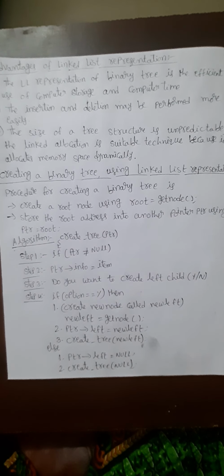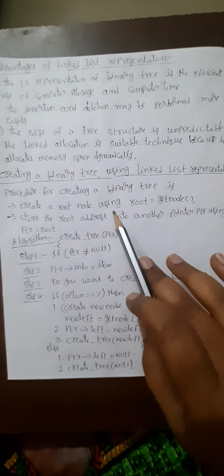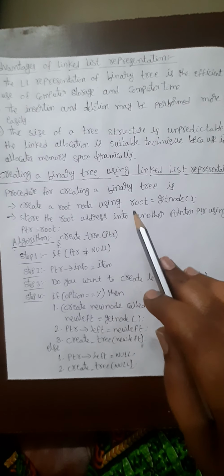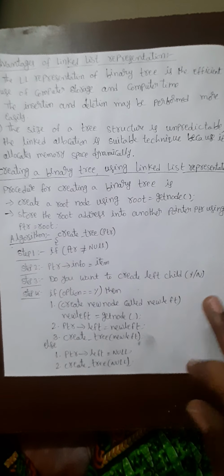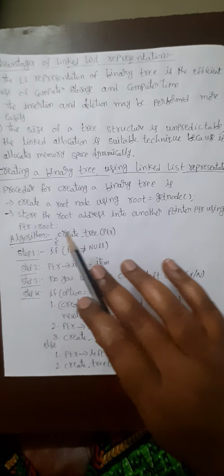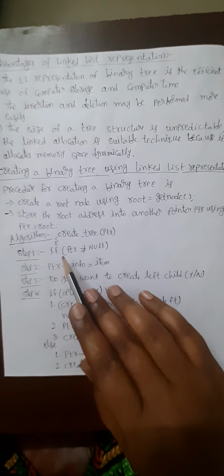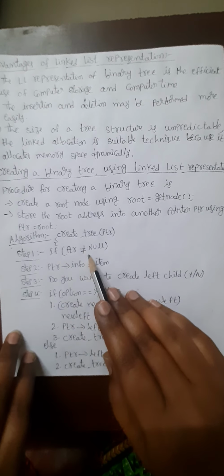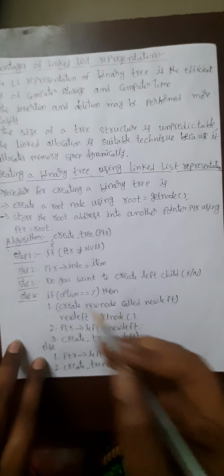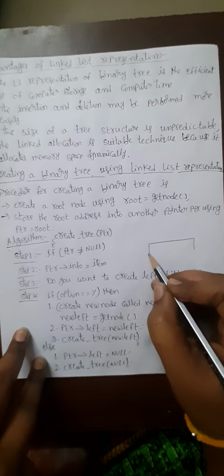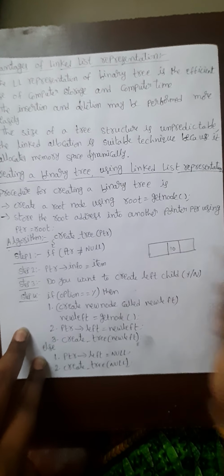And now the algorithm for linked list representation. See this algorithm, creating a binary tree using linked list representation. The procedure is, first we create the root node, that is root equal to get node, and we store the root address into another pointer, so pointer equal to root. Step 1: if pointer not equal to null, then we store the element, that is pointer to info equal to item. We can store the item.